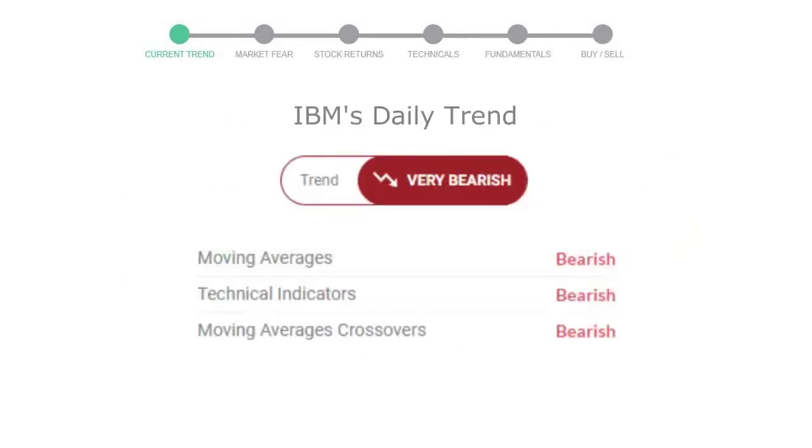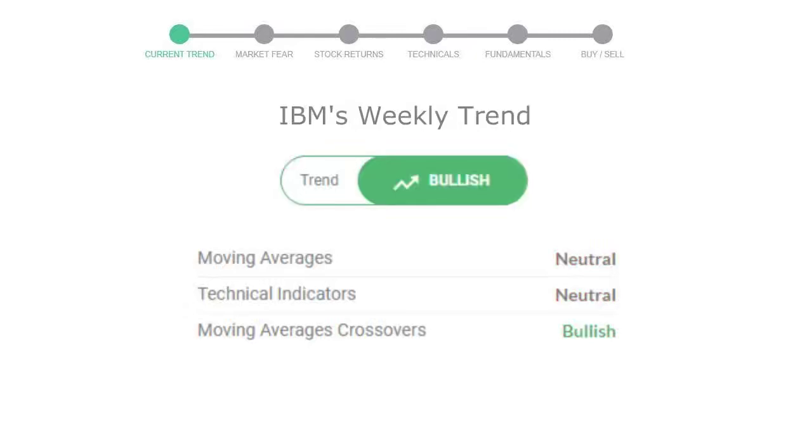Let's look at today's trend indicators. The moving average is bearish. Technical indication is in downtrend, and the overall daily trend for the stock is in a very declining trend. Looking at weekly analysis, the weekly stock trend is in a positive trend.